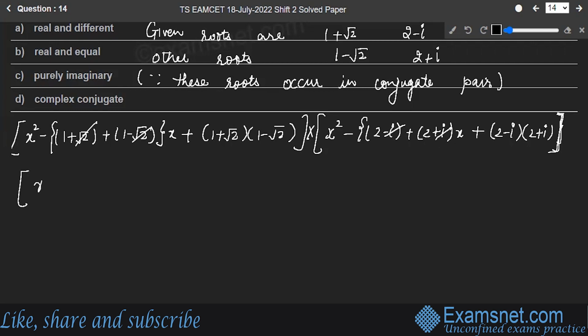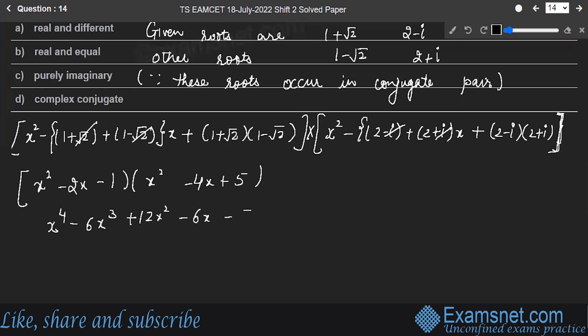You will have here x square minus 2x, and solving this you will have minus 1, because a square minus b square, so 1 minus 2 will give you minus 1. Next is x square minus 4x plus 5. So let's multiply them. You will get x raised to power 4. You will solve the whole thing. You will get x raised to power 4 minus 6x cube plus 12x squared minus 6x minus 5.